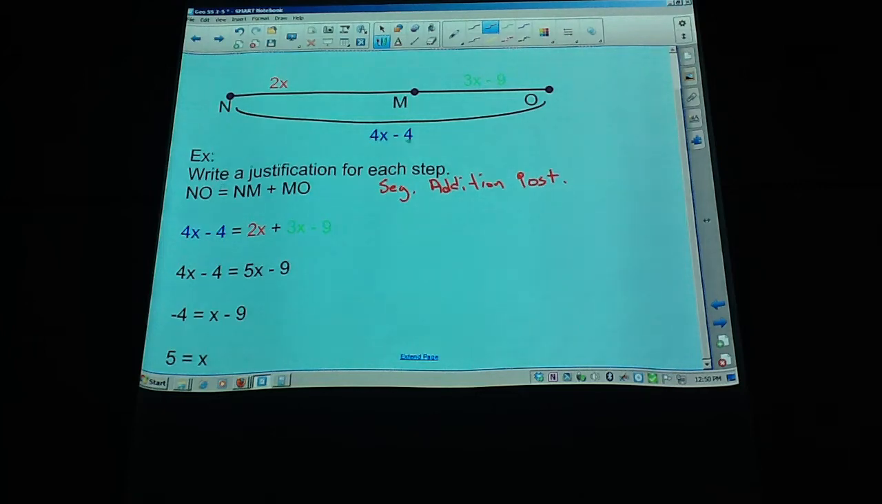Now it looks like they're putting in what NO is equal to, and what NM is equal to, and then what MO is equal to. So that should be obvious, just substitution. Alright, now it looks like they added together the like terms here, so we're just going to call that simplifying. Anytime we don't have to move stuff from one side to the other, when we're just combining like terms or adding or subtracting on the same side, we just call that simplifying.